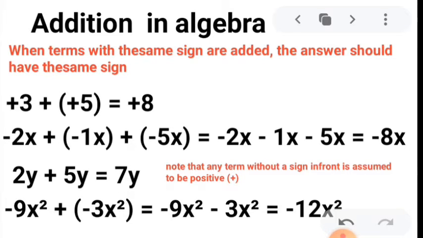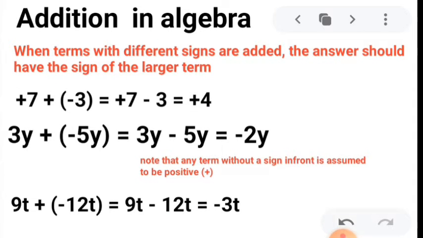Now we have minus 9x raised to the power 2 plus minus 3x raised to the power 2. Because the signs are the same, both 9x raised to the power 2 and 3x raised to the power 2 have a minus sign in front of them. The answer will have a minus sign, which is minus 12x raised to the power 2.